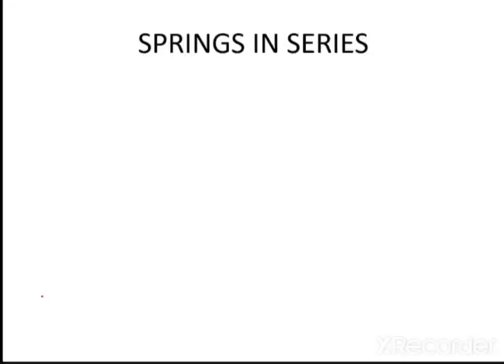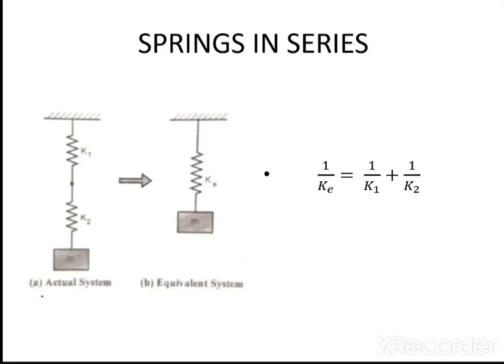Now springs in series, again a very, very important point. You finally have to do the mathematical analysis. There will be a pulley, a shaft, a spring, masses, each and everything connected, and it becomes a complex system. You have to apply the theory which I am explaining and finally find out the natural frequency. So springs in series. Let us say k1 and k2 are two springs connected in series.